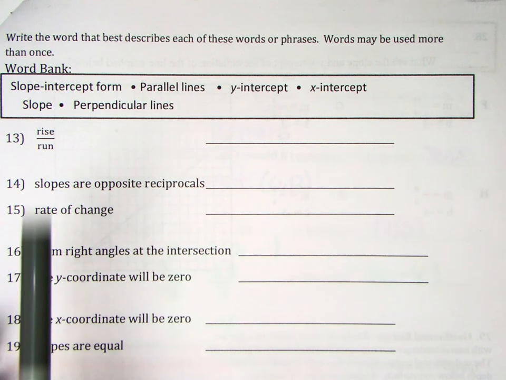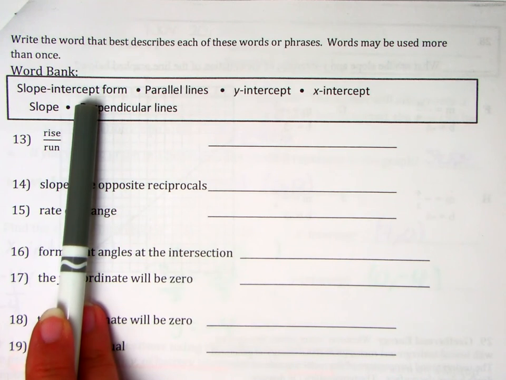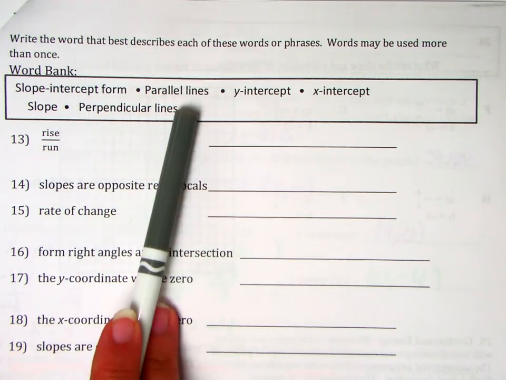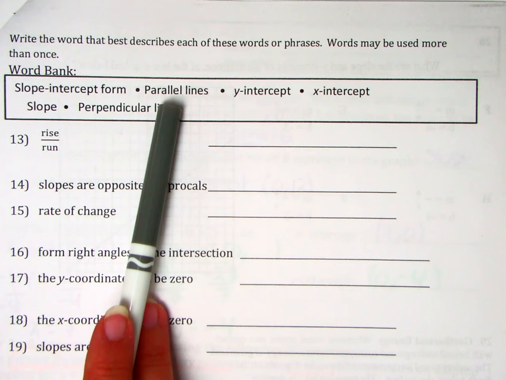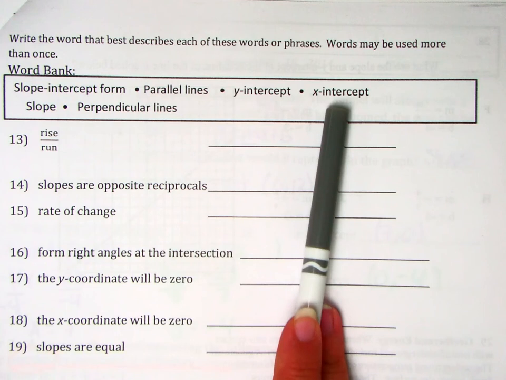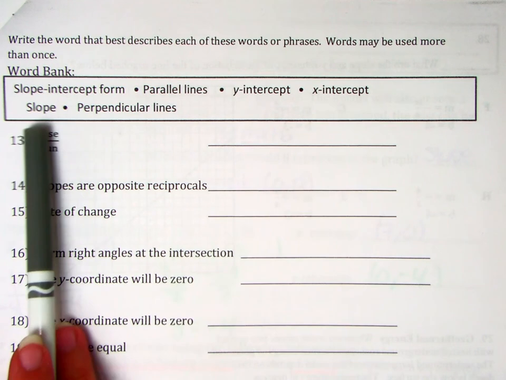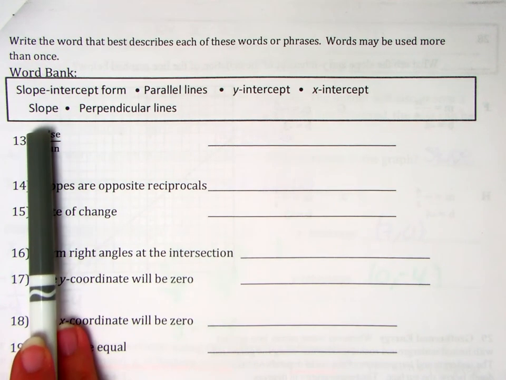We have slope-intercept form, which we just said on the last page is y equals mx plus b. Parallel lines never touch and the slopes are the same. The y-intercept is where it crosses the y-axis, and our x is always 0. Our x-intercept is where it crosses the x-axis, and our y is always 0. Slope is how fast something is going up or down.